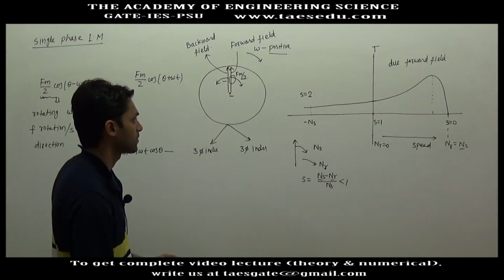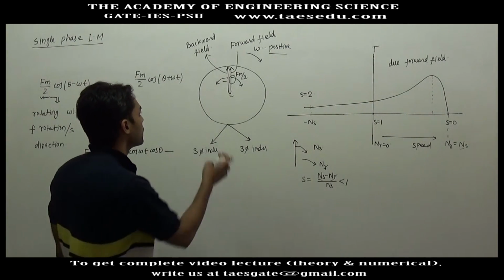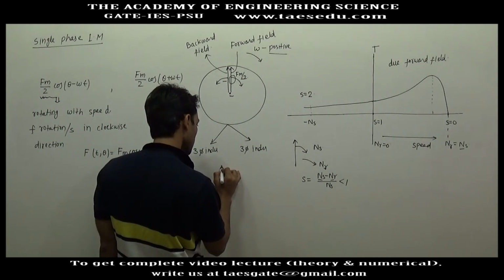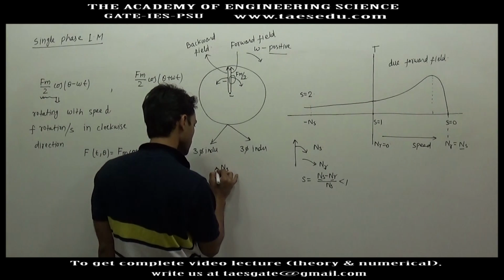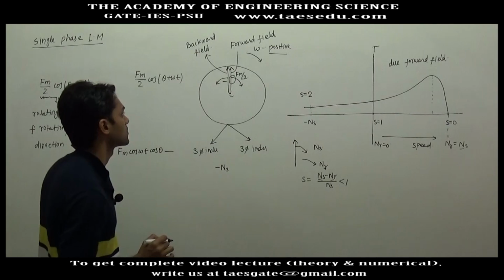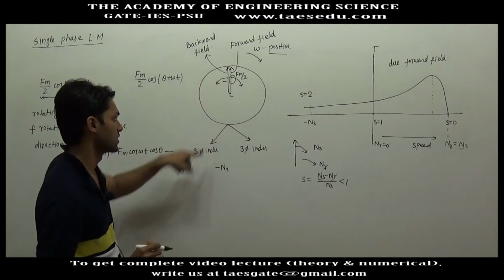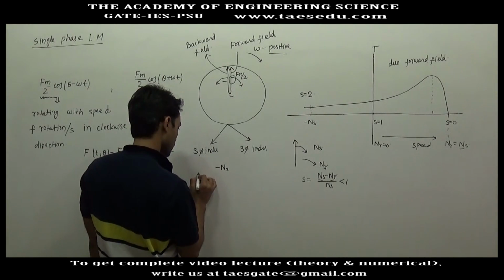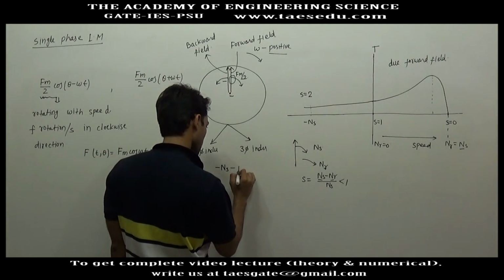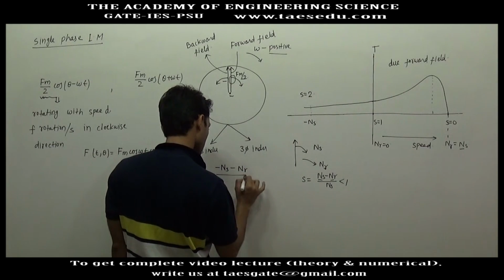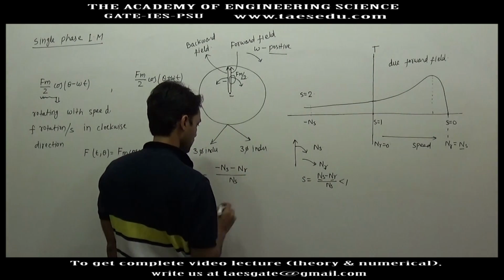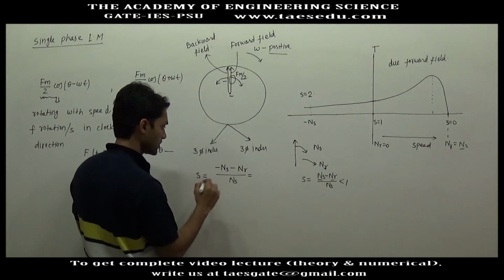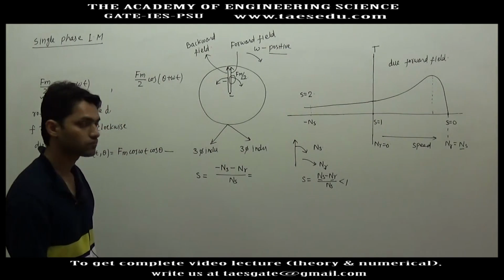Similarly, if we analyze for backward field, the synchronous speed is minus ns, because it is rotating in anti-clockwise direction, and if motor is rotating in clockwise direction, what will be slip? Minus ns minus nr divided by ns. So the magnitude of this slip will be greater than 1.